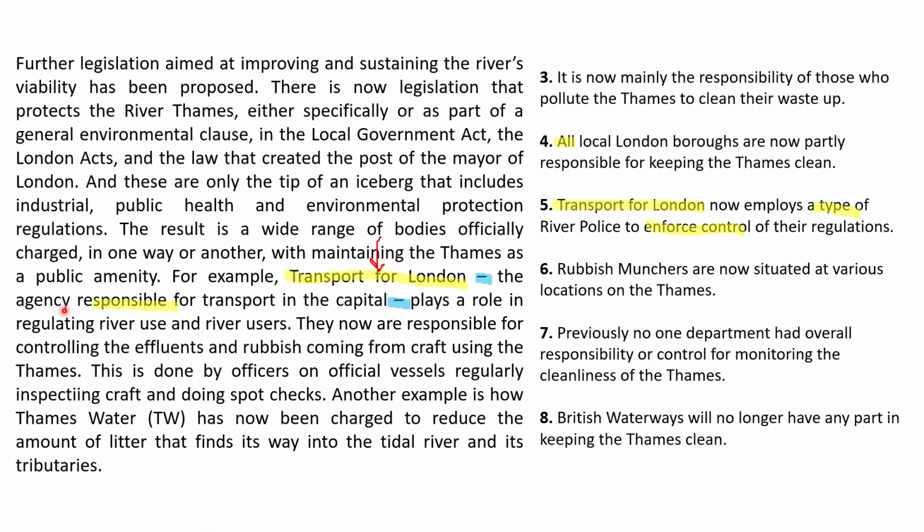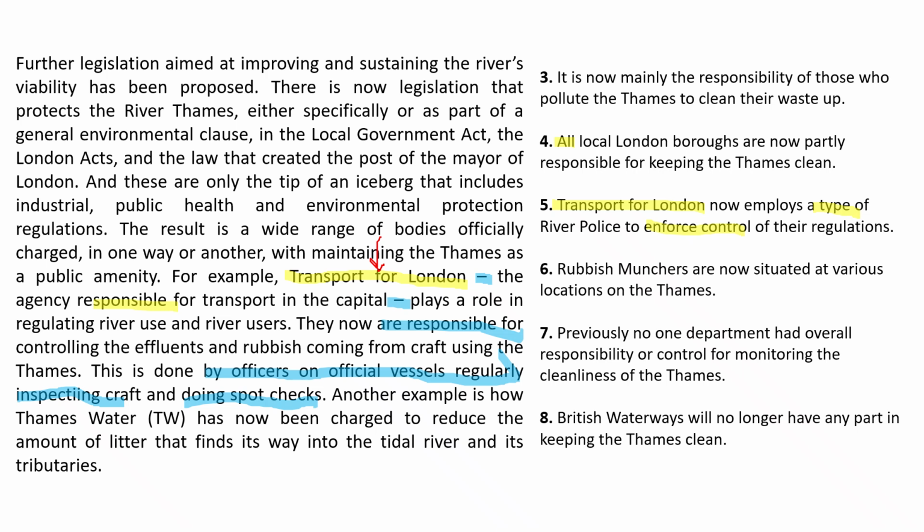Now what does it say? It plays a role in regulating. Regulation comes here, which is what we discussed. Enforce control, it says regulating river use and river users. They are now responsible for it. It further says they are now responsible for controlling the effluents and rubbish coming from craft using the Thames. It is done by officers on official vessels regularly inspecting, that means patrolling, craft and doing spot checks. So they are kind of police because they are doing the patrolling work, inspecting and doing spot checks.